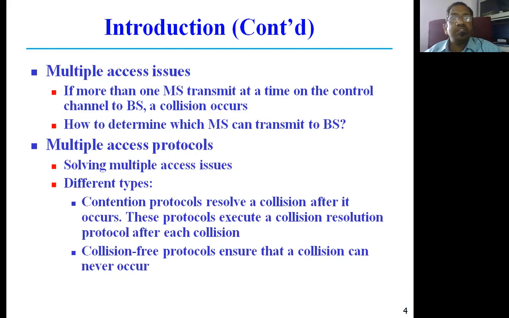Solving multiple access issues, what are the different types of issues we normally come across while resolving multiple transmissions from the mobile stations to the base station? What are the different types of solving methods, protocols, we have? One is the contention protocol. The next one is the collision free protocol. Contention protocols we already discussed in data communications. They use the pure Aloha protocol, slotted Aloha protocol, and CSMA technique. All this we discussed in the data communications.